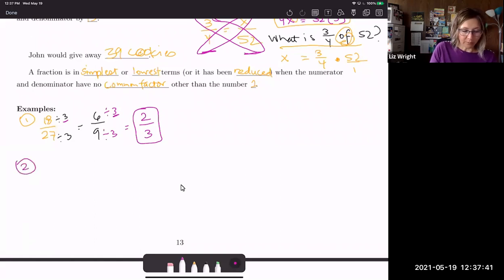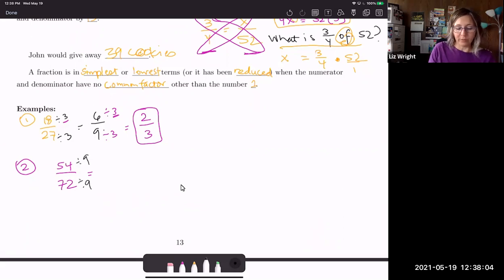The next example I want to look at is 54/72. And think about what you might want to take out. So I encourage you to pause the video for a second and see what you think you could take out and see if you get to the right answer. For me, I think about taking out a 9 first.